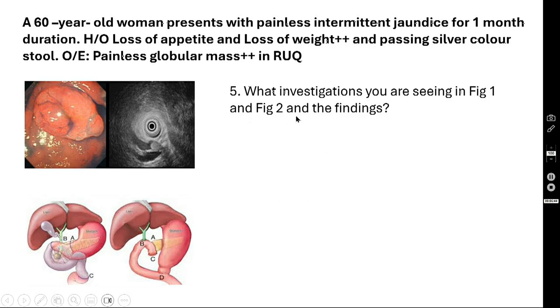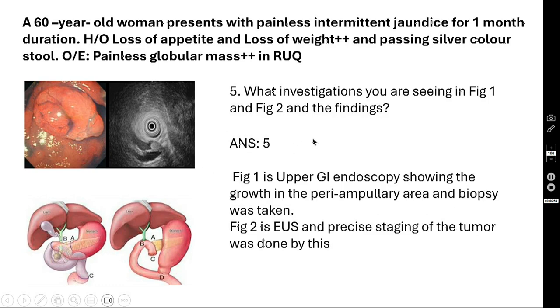Number 5, what investigations are you seeing in figure 1 and figure 2, and what are the findings? Figure 1, this is figure 2. So figure 1 is obviously an upper GI endoscopy where you are seeing the peri-ampullary growth. Even if you try to do the ERCP, then also you can see this same picture. You can see the growth there in the peri-ampullary region.